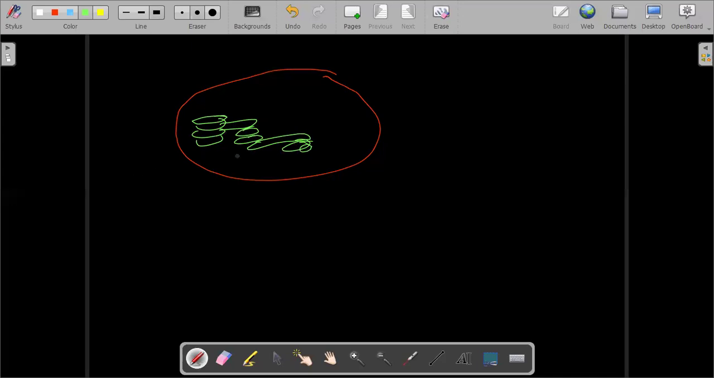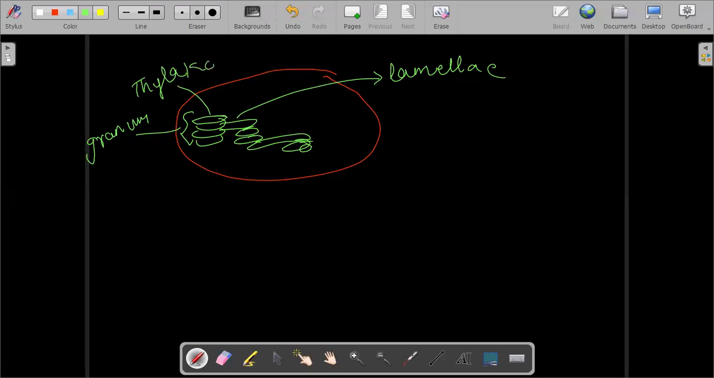Can anyone name them? Is there anyone who is aware of the names for all these? This complete pile is called a grana or granum. This link between them is called lamella. Each of these is called a thylakoid. So a pile of thylakoids is actually your granum, and one granum is connected with another granum with the help of the lamella.